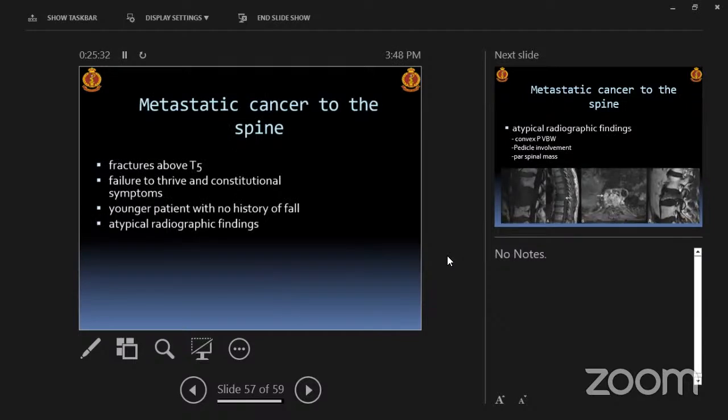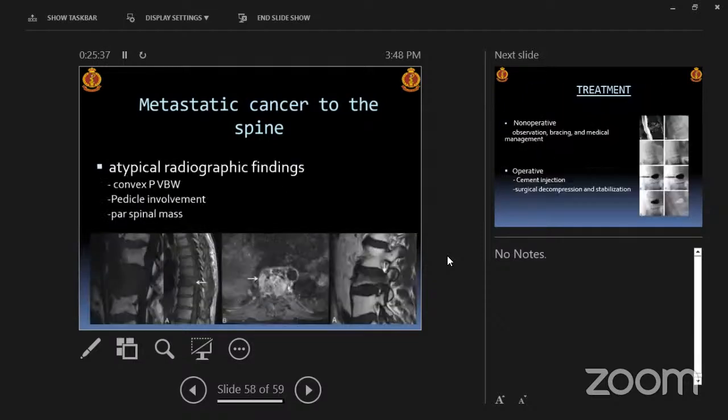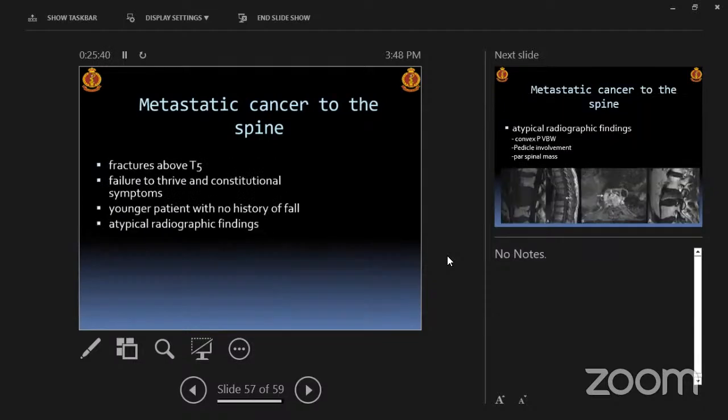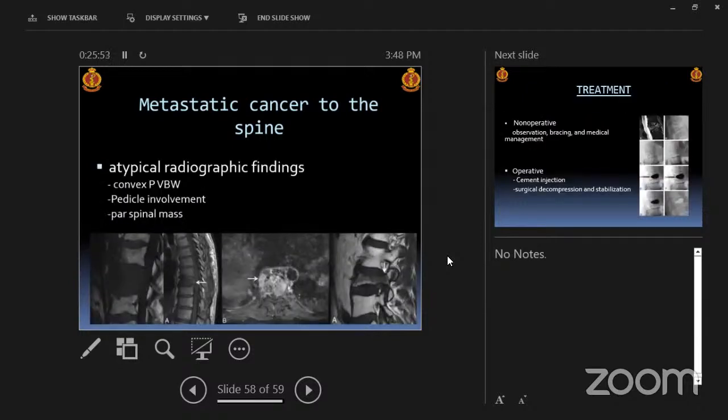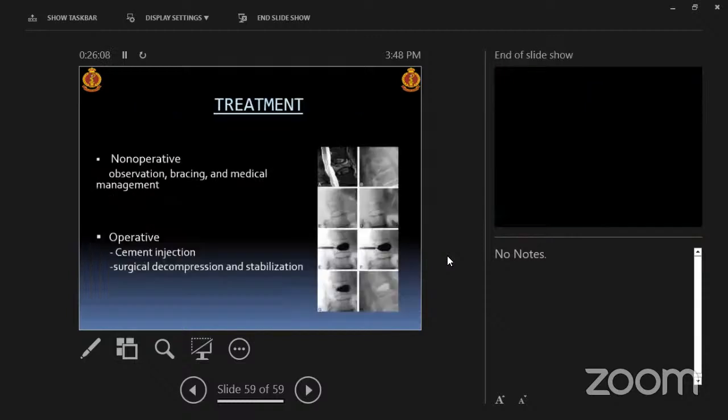Also you need to rule out metastatic cancer to the spine. If the fracture is above T5, or we have constitutional symptoms in young patients with osteoporosis, you need to suspect a pathological fracture. And we have atypical radiographic findings in pathological fractures: the posterior wall is convex, paraspinal soft tissue involvement, or pedicle involvement. These three signs indicate that this is a pathological fracture.